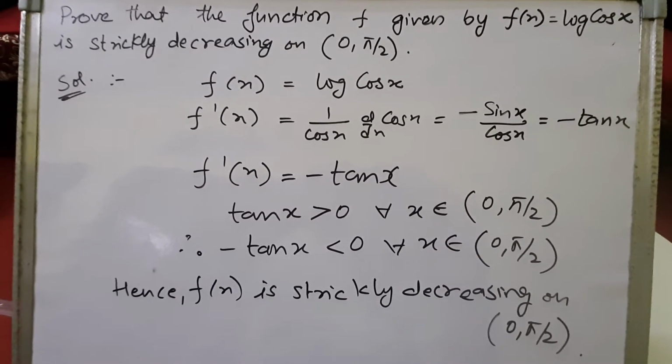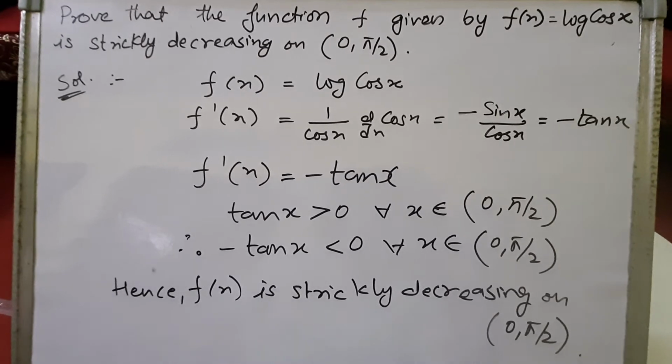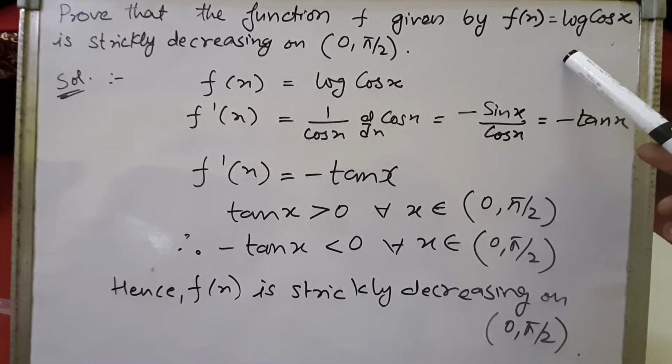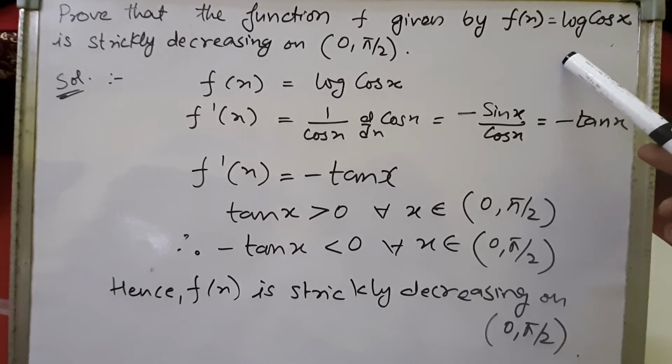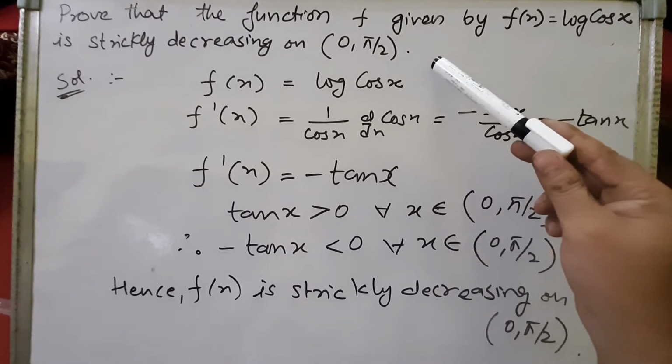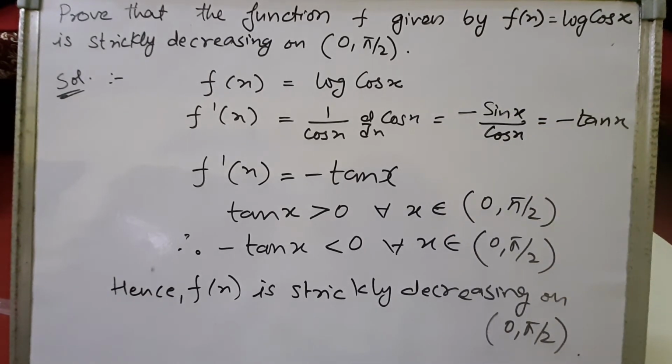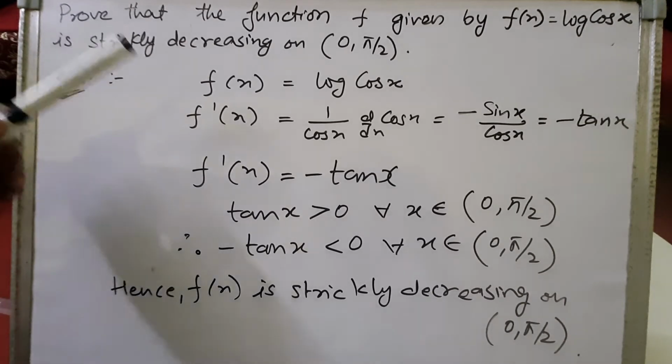Let's see another sum, children. Now here the question says prove that the function f given by f x equals log cos x is strictly decreasing on the open interval 0 comma pi by 2. Right, we have to prove that the function is strictly decreasing. For strictly decreasing, children, the condition is f dash x is less than 0 in the given open interval.